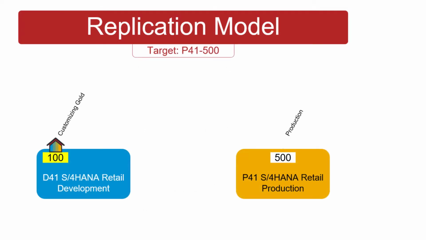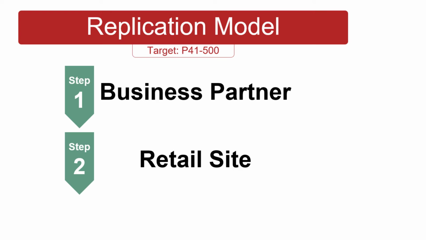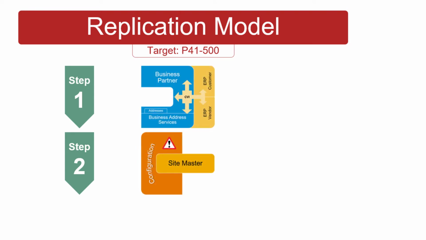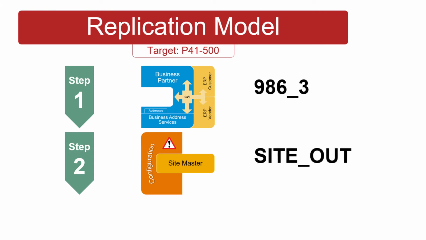Let's walk through the concept of creating a replication model to distribute SiteMasters from D41-100, a customizing golden client, to P41-500, a production system client. After defining the target business system, two outbound implementations are assigned, with a sequence indicated. First, the site business partner will be distributed, then the retail site. That's two steps in sequence. Each of the outbound implementations has a technical name, which you'll specify when executing each step. Outbound implementation 986.3 is used for business partner, and site out is used for the retail site.